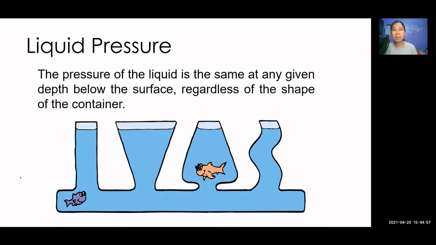So the pressure of the liquid is the same at any given depth below the surface, regardless of the shape of the container. So ang ibig sabihin lang nito, for example, meron tayo ditong aquarium na merong different shapes. So kahit na iba-iba yung shapes niya, pero dahil iisa lang yung taas ng ating water level dito, iisa lang yung ating height of the liquid column, lahat yan, pare-parehas lang sila na ini-exert na liquid pressure. Kasi ang liquid pressure natin, based nga sa ating equation na rho g h, nakadepende lang to sa height ng ating liquid. Kaya in this case, pare-parehas lang sila ng liquid pressure.